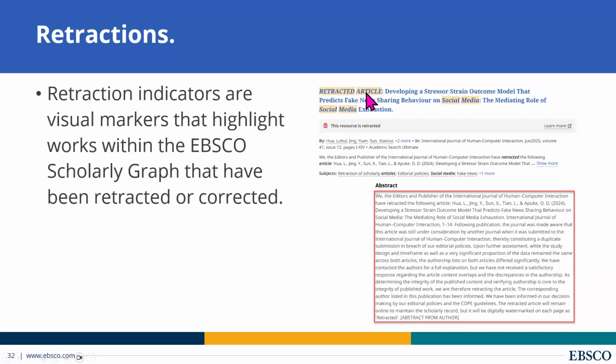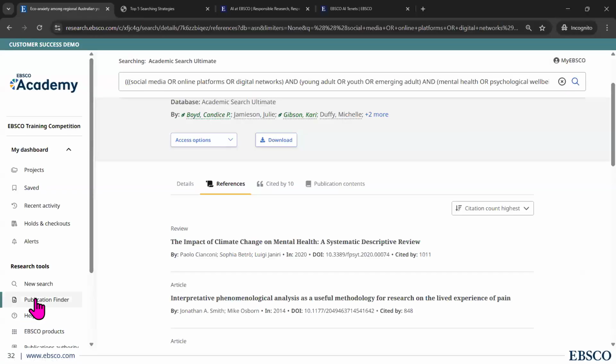So what you're going to see is in the title field, you'll see retracted article, and you'll see a little flag saying this resource is retracted. And then within the abstract, there's usually a description of why that research has been retracted. So let's have a look at this on the platform.